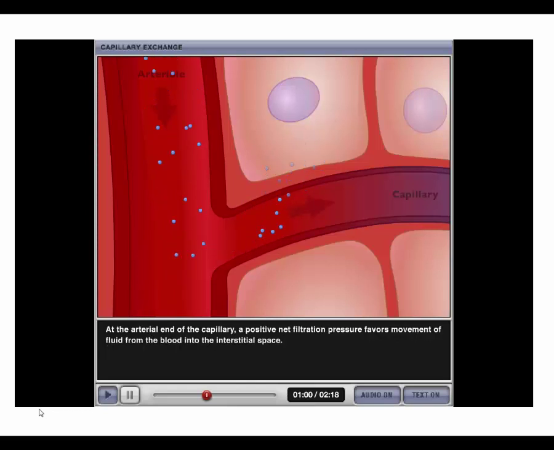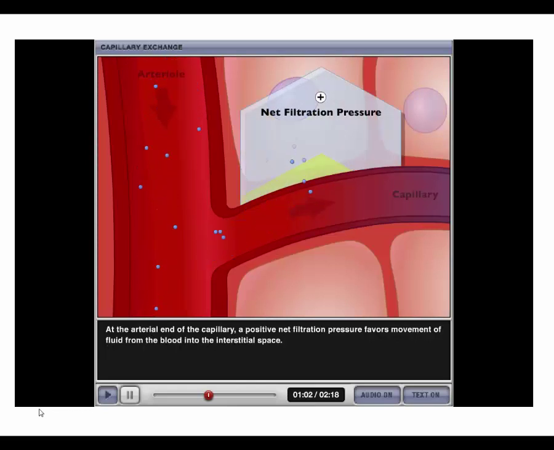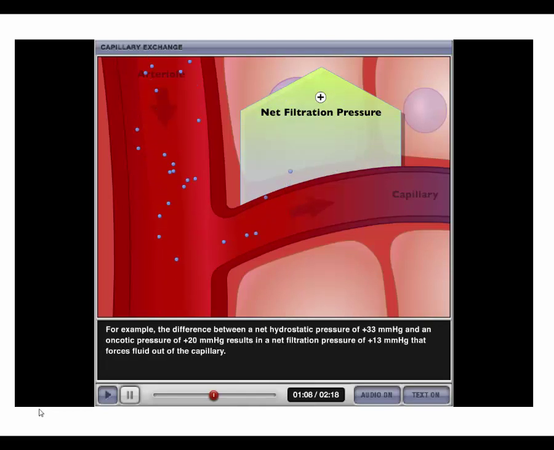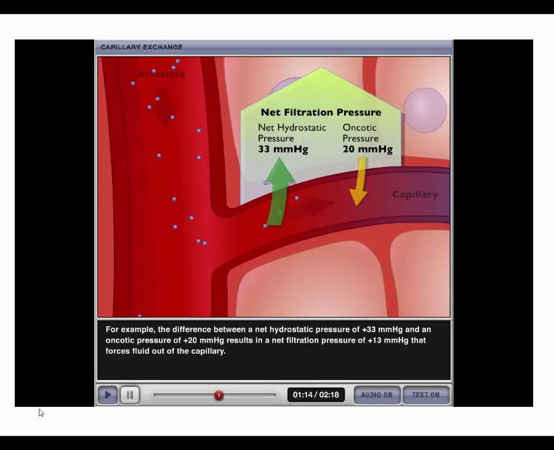At the arterial end of the capillary, a positive net filtration pressure favors movement of fluid from the blood into the interstitial space. For example, the difference between a net hydrostatic pressure of 33 millimeters mercury and an oncotic pressure of 20 millimeters mercury results in a net filtration pressure of 13 millimeters mercury that forces fluid out of the capillary.